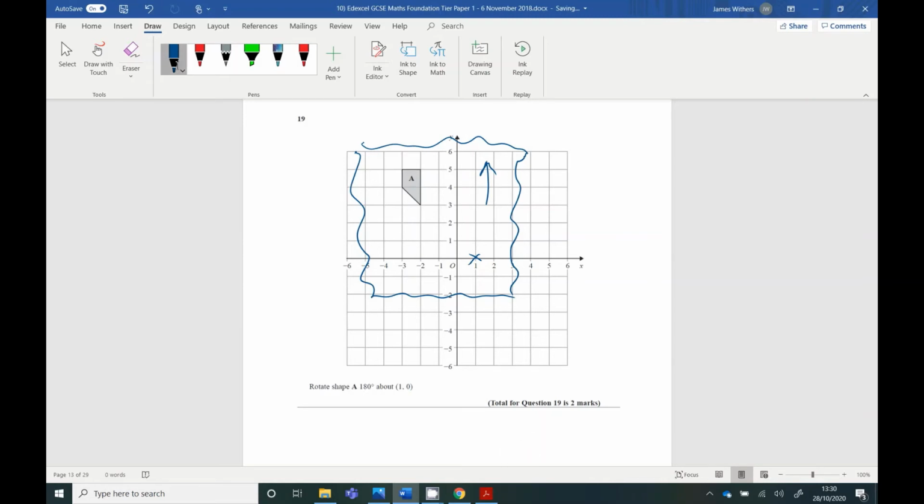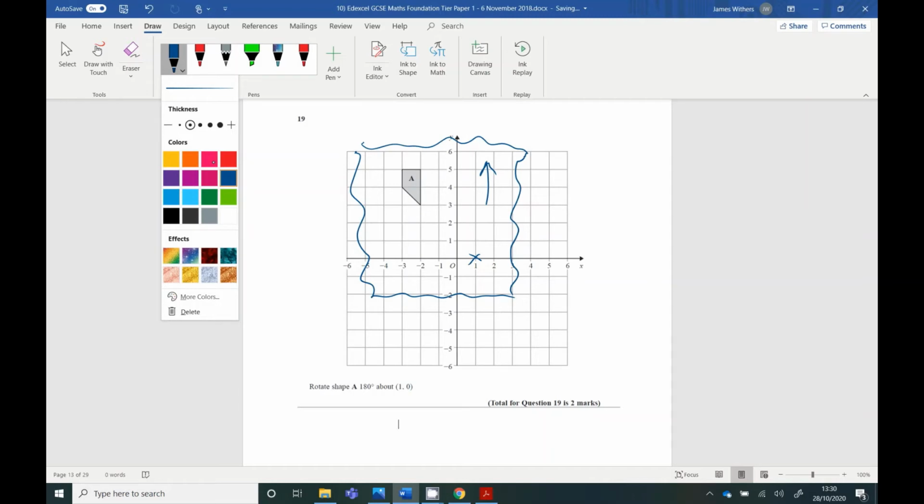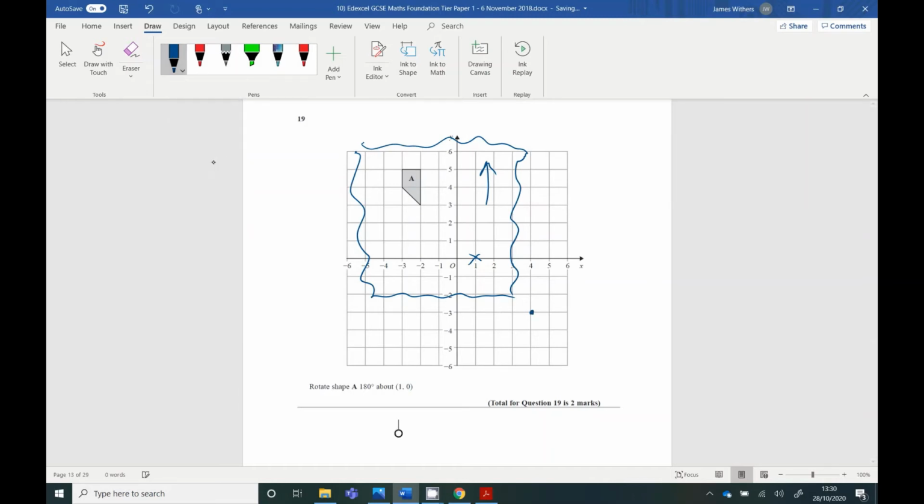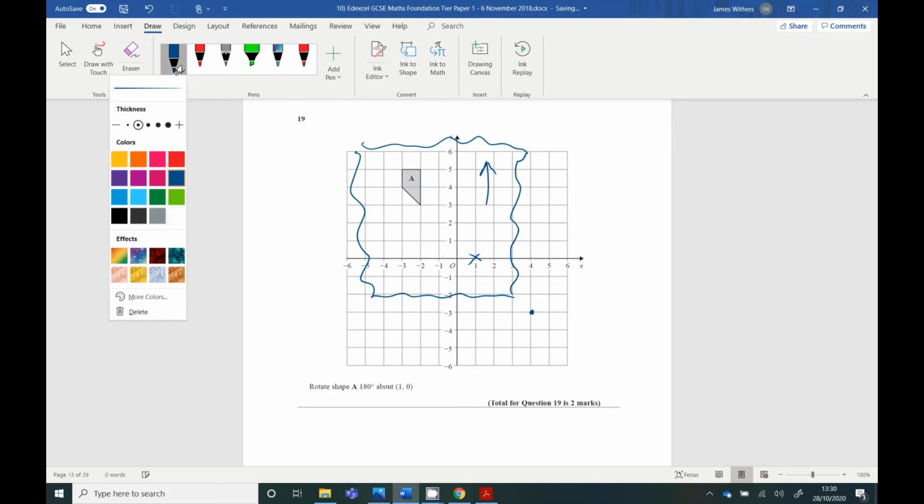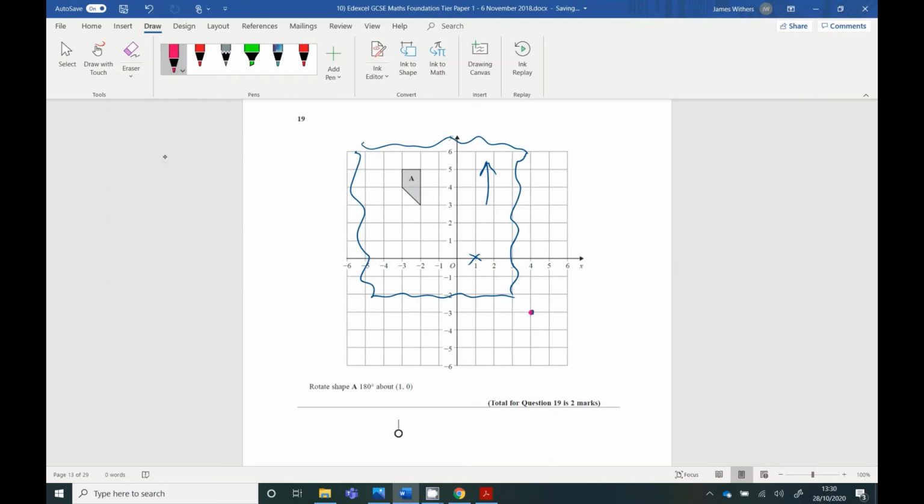I'll do this in a different color. At 4, minus 3, 4, minus 3, 5, minus 4, 5, minus 5, and 4, minus 5. So it's going to give you that shape there. Obviously the tracing paper would have been covering more of the shape than I was indicating. So I don't think there's a quick way to do this without the tracing paper. You're provided with tracing paper, so just make sure you practice some of these in advance of the exam.